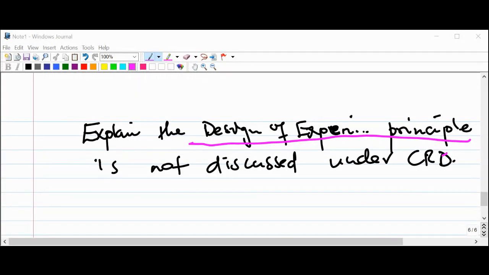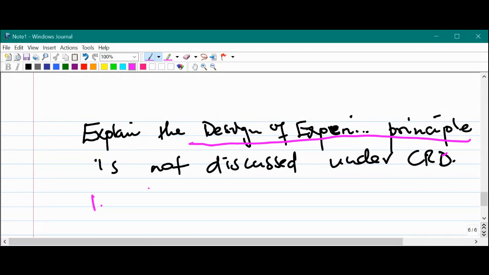Let me give you a hint. There are only three basic principles of experimental design. Don't confuse the processes of conducting an experiment and the principles. It's replication, randomization, and blocking. You see?